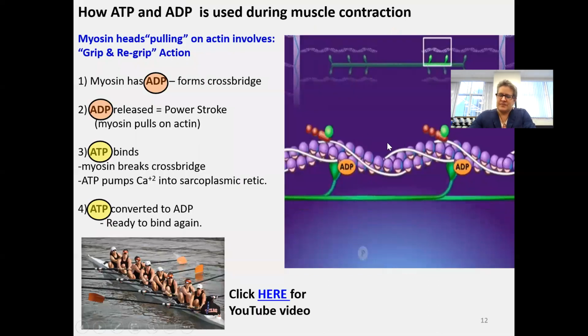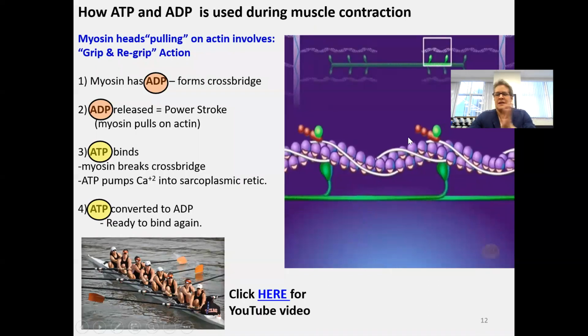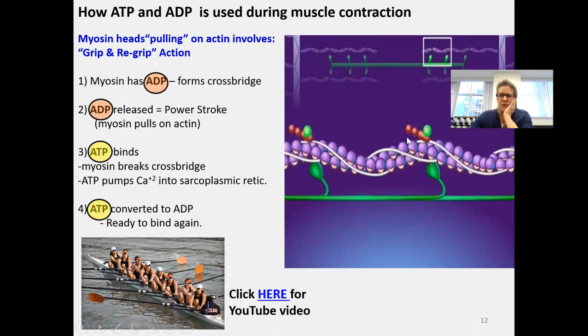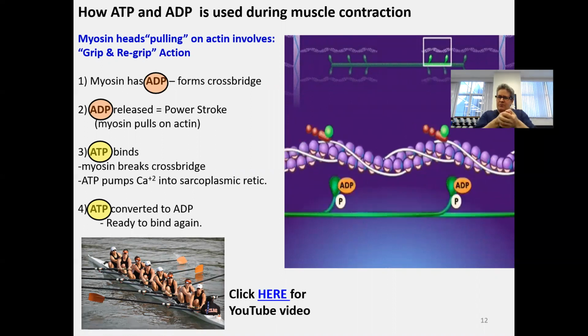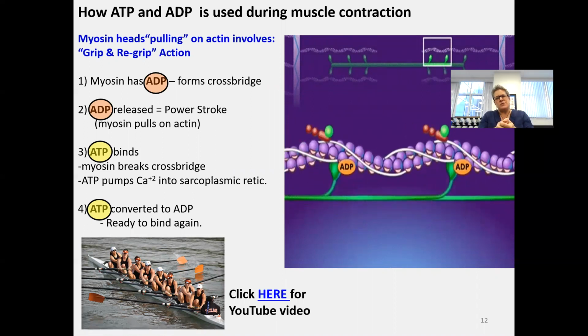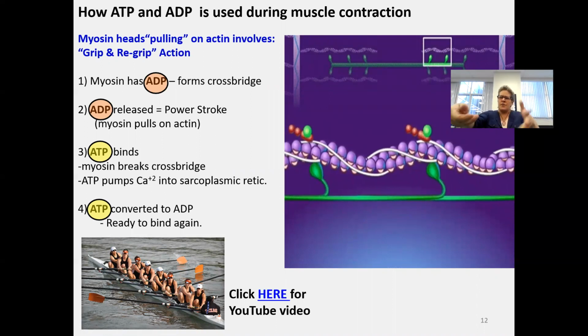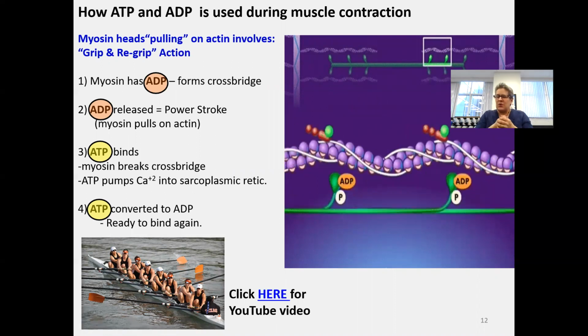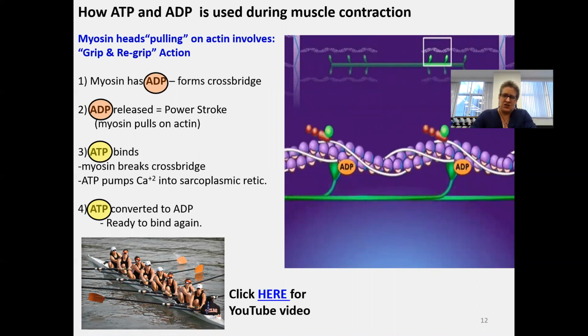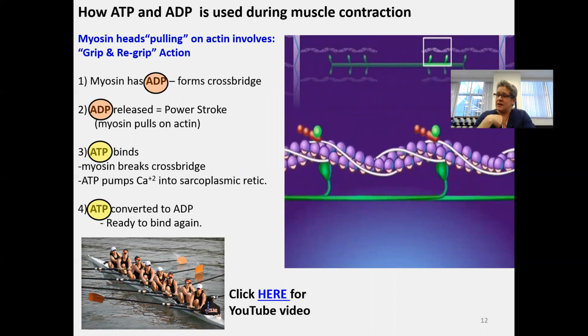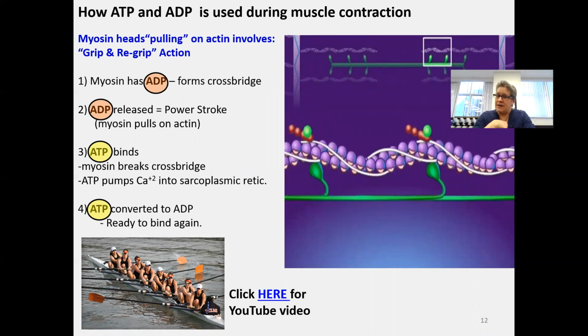Now, it's more of a process than that. Have you ever played tug of war? When you grab the rope and you pull, would you pull the other team in if you only pulled once? Or do you need to let go of that rope, grab further down, pull again, let go of that rope, grab further down, and pull again? It's a repeated action of grabbing, pulling, letting go, grabbing, pulling, letting go.